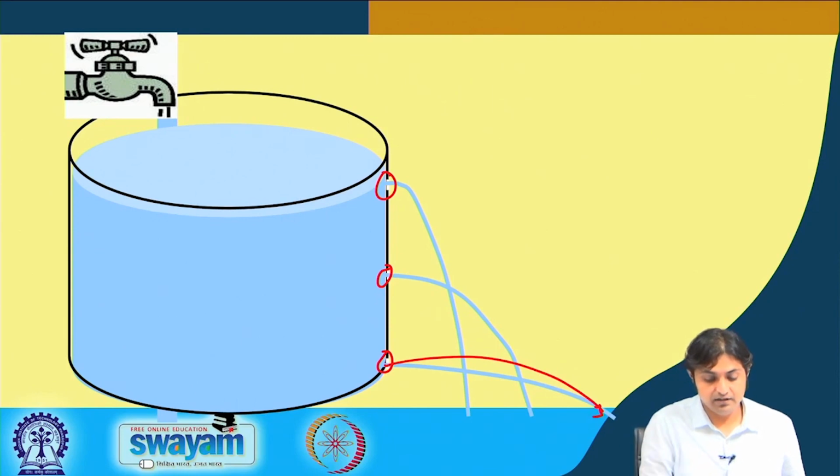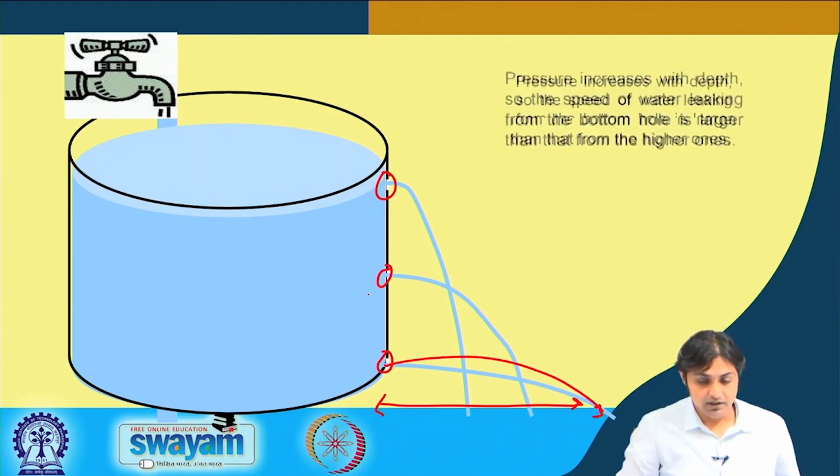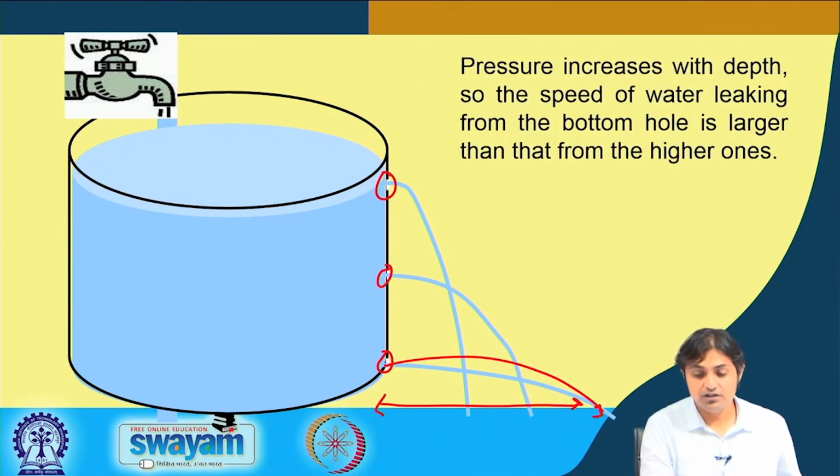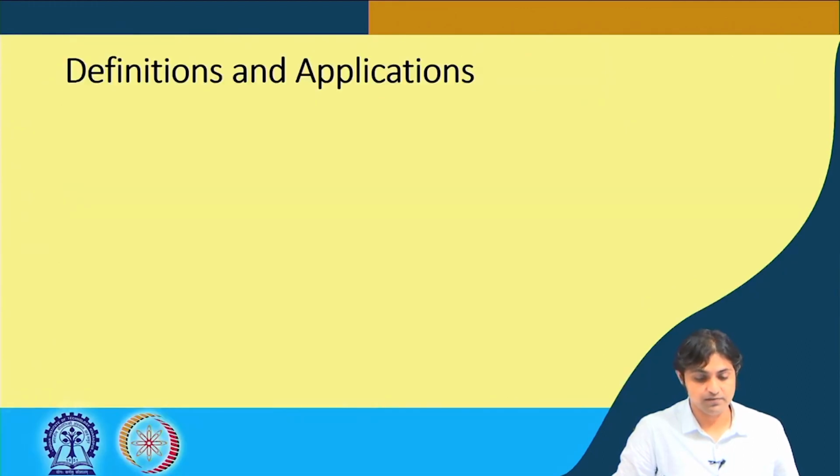What does it say? The distance that each one of them is covering is decreasing as the valve is going up. This means that the pressure increases with depth. Therefore, the speed of water leaking from the bottom hole is larger than at the higher holes, because the larger the pressure, the larger the force, and therefore the higher the speed, in layman's terms. This is for you to understand the basic concepts of how this pressure system works.